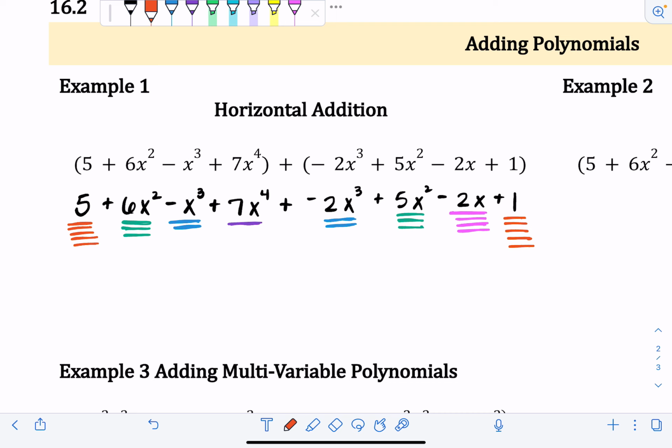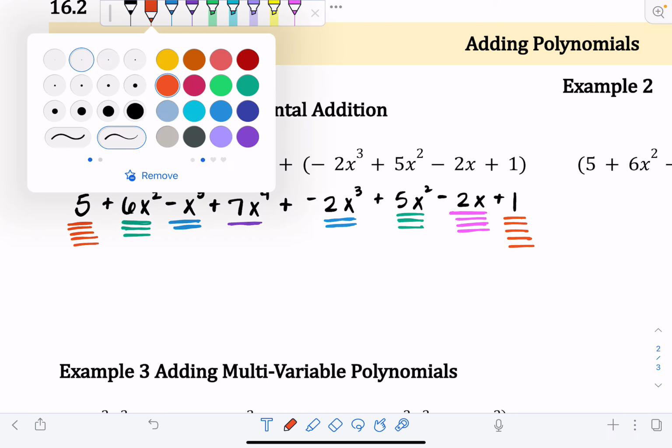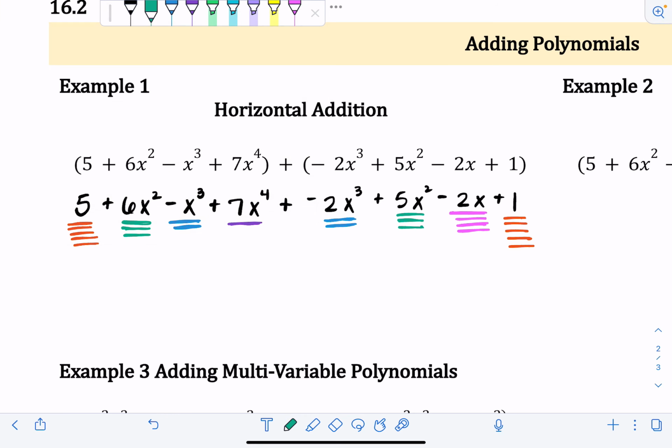Okay, so we have all of our different groups. Another way of grouping them together or differentiating between the different types is to use shapes. So for example, instead of lines, you can put circles around the x squareds and then squares around the x cubes. Just anything that shows that they're different, and then the ones that pair together have the same shape or lines or color, whatever it may be.